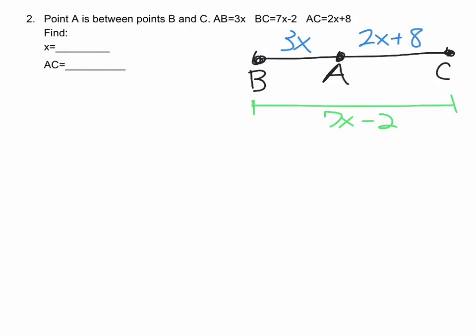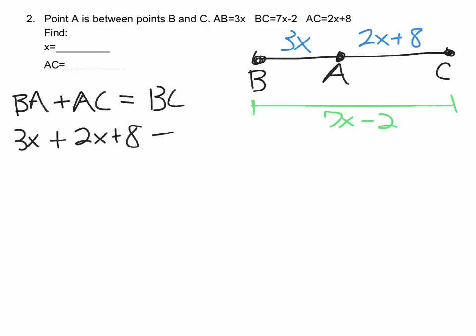So it looks a little more complicated, but we're actually just going to do the same thing as we just did in that first example. We know that that first segment, BA, or AB, plus the length of that second segment, AC, is going to equal the length of the whole thing, segment BC. So then I'm just going to substitute in what they tell us in the problem. BA is 3x, and then AC is 2x plus 8, and that is going to equal BC, which is 7x minus 2. And from here, it's just algebra.